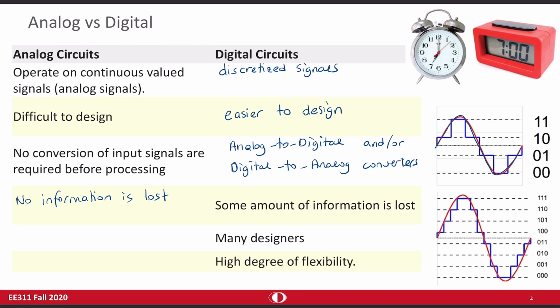At some point, the information lost may not mean anything. It may not be that significant, but at some point, it may become significant. So analog does not have that problem, but digital does.